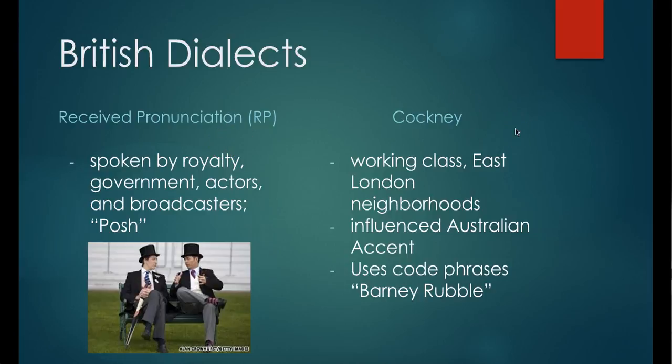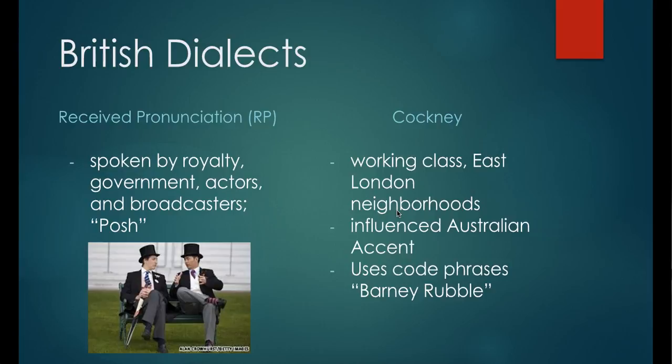Cockney, on the other hand, is going to be the example where you don't really understand what they're saying. They use a lot of different code words that mean something. When we looked at Ocean's 11 in here, they said Barney Rubble. They had no idea what Barney Rubble means. Okay, it means they're in deep trouble. It's just a different common phrase. This is more of the working class East London neighborhoods.